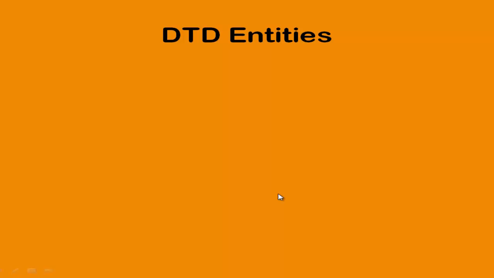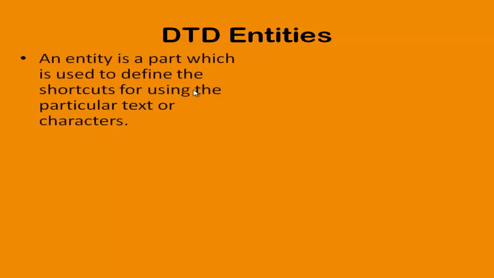Welcome. Our next topic is about DTD entities. So, what is a DTD entity? A DTD entity is nothing but a path which is used to define shortcuts for using particular text or characters. This entity will be used in our XML in order to create some shortcuts.